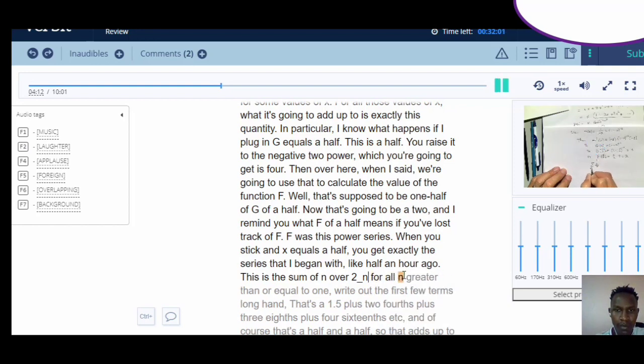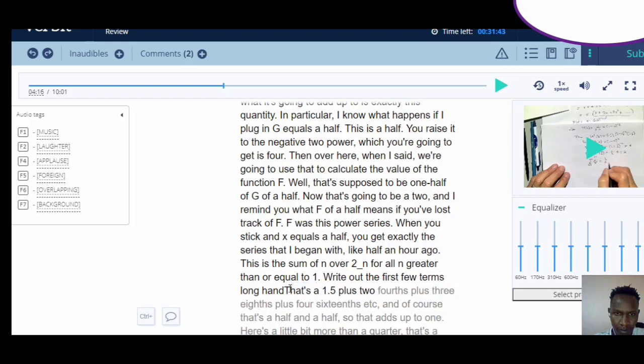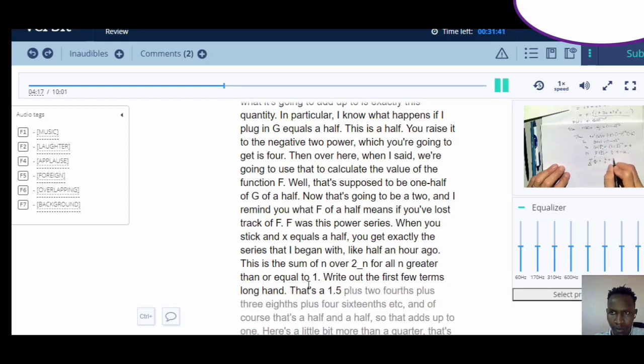n for all n greater than or equal to 1. Write out the first few terms longhand. That's 1/2 plus 2/4.